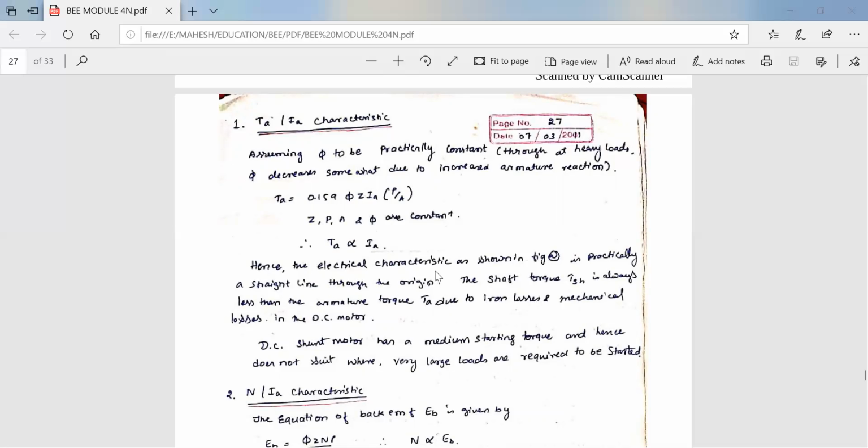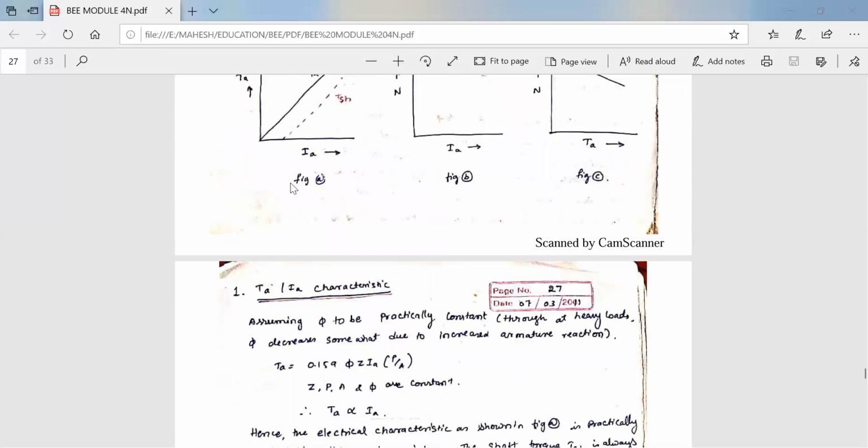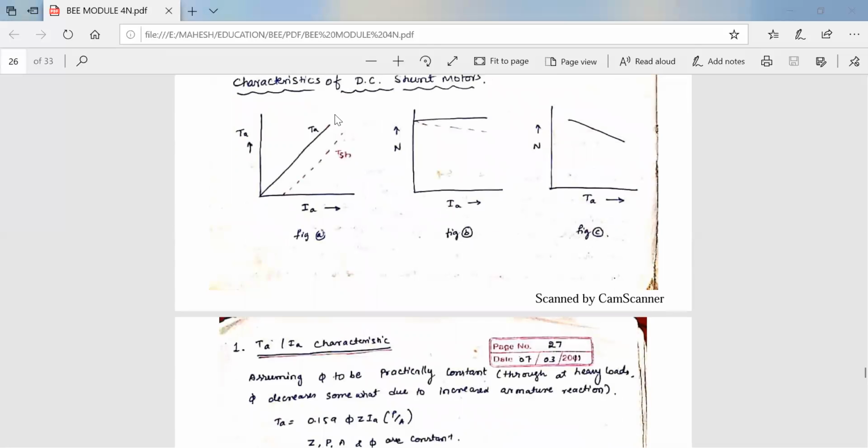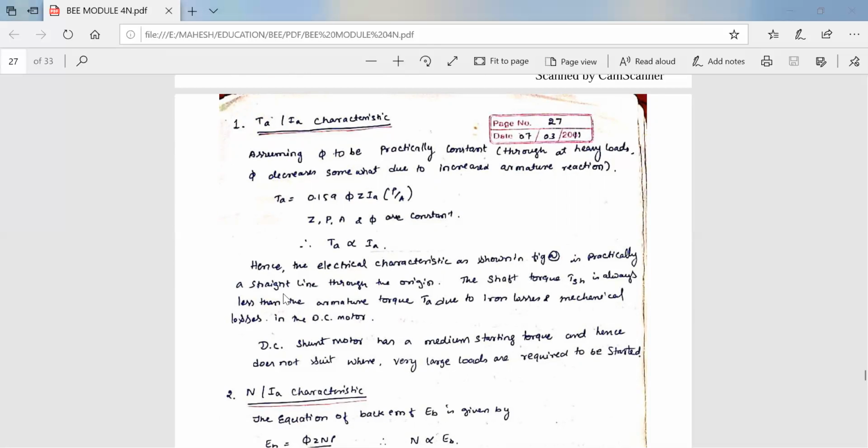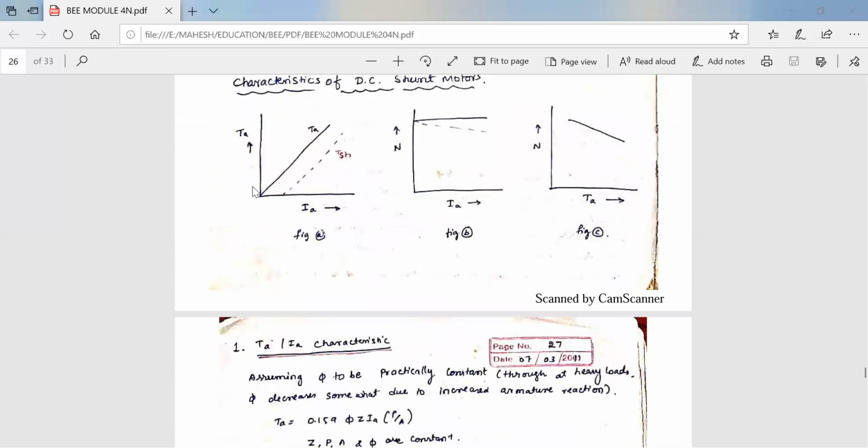Hence, the electrical characteristics are shown in figure A. In the figure, you can see that figure A is practically a straight line through the origin, meaning the armature torque varies as a straight line with respect to the armature current.